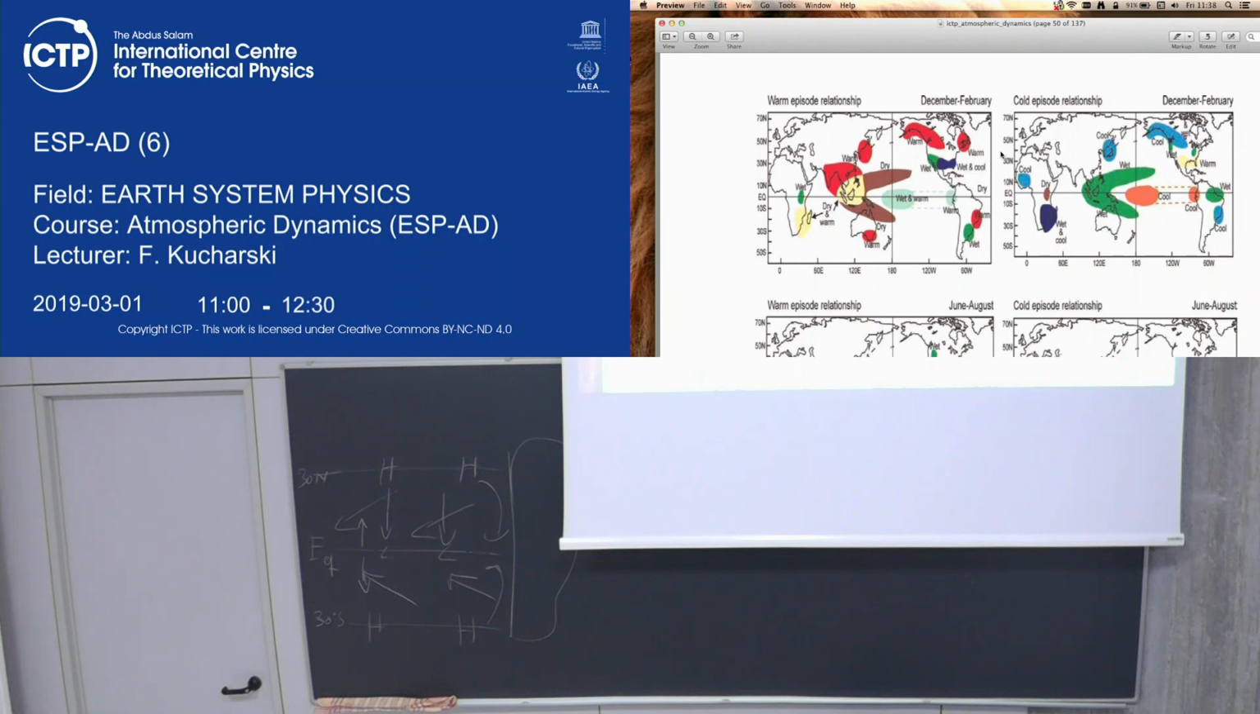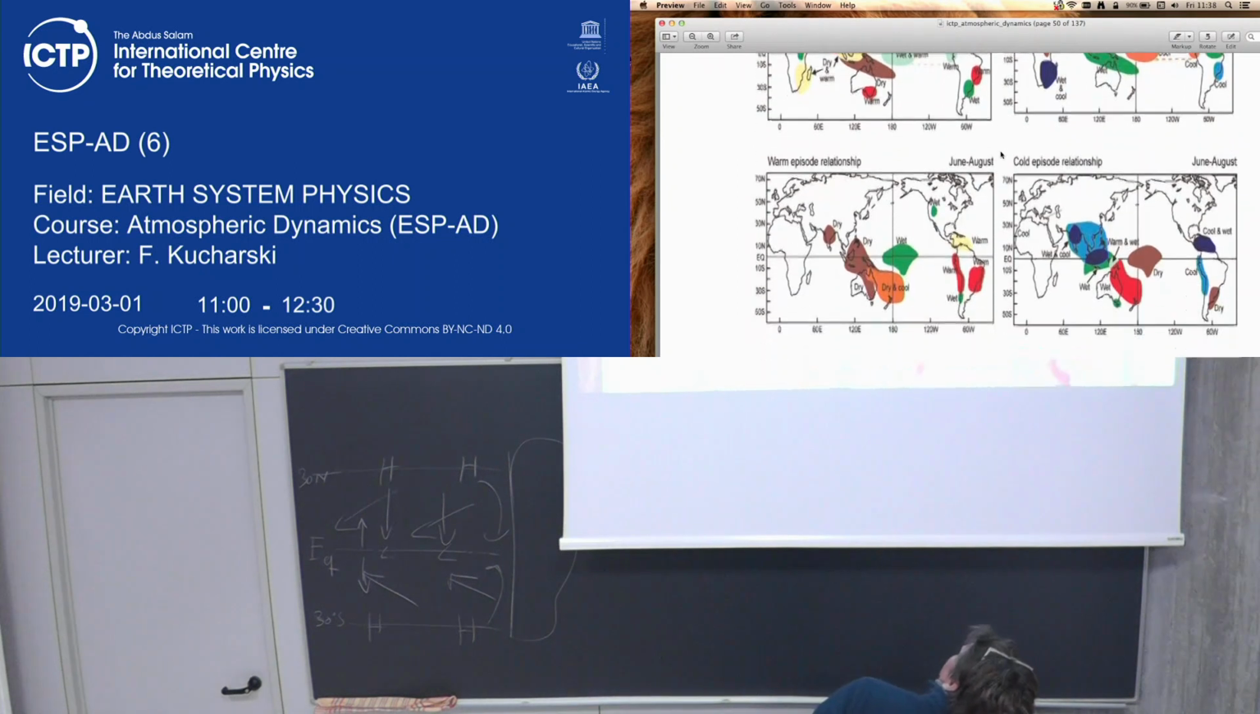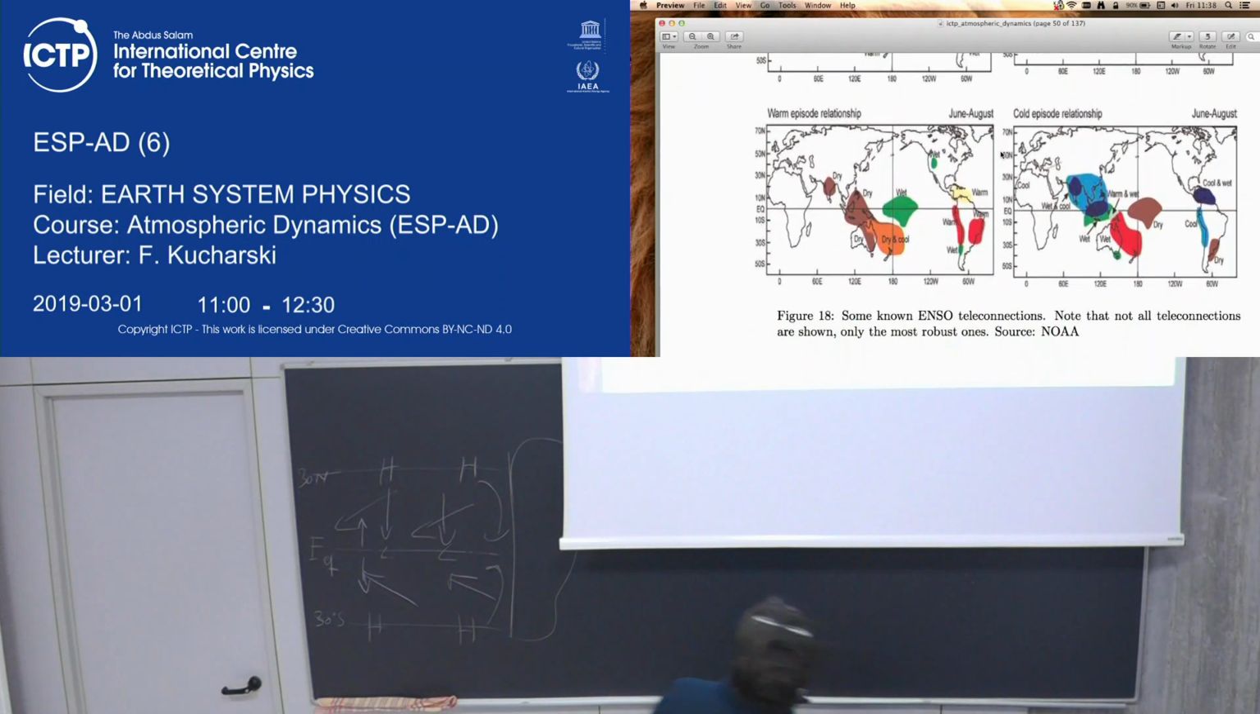Now we have this huge perturbation in the Pacific, and we have seen this already, that may create extratropical waves that influence climate in North America, for example. We have seen this wave already. This was for winter. In winter and summer, teleconnections are different.